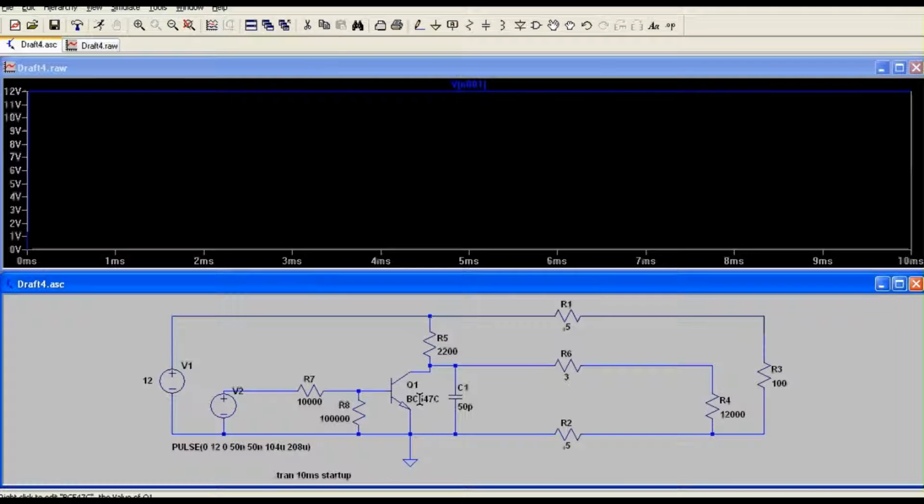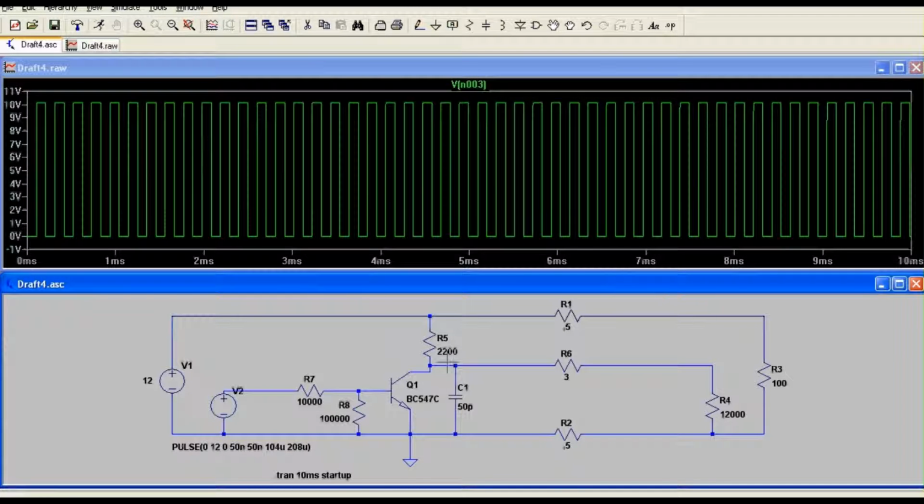That's like a 2N2222. If you're not familiar with a BC547 NPN transistor, that's at the collector being pulled up to 12 volts through a 2.2K resistor, and we're more or less saturating the base there, so it'll effectively be pulling to 0 volts there. Don't worry too much about the 50 picofarad capacitor. I just put that in there to knock the tops off the pulses, the ringing off the top of the pulses.